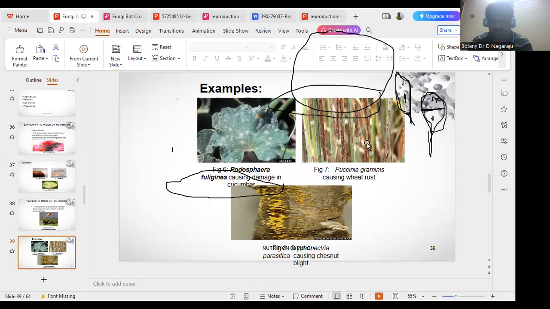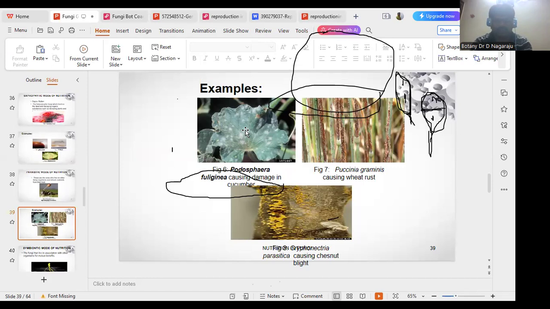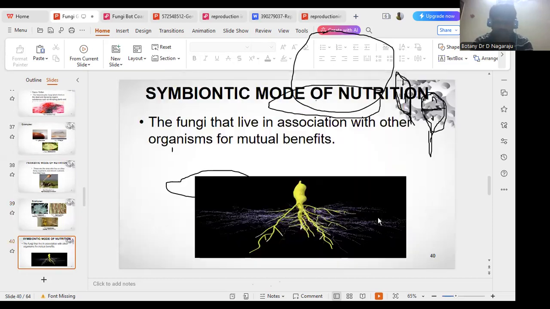You see some of the parasitic fungi. Puccinia graminis tritici causes rust of wheat, and Podosphaera causes damage to cucumber, white spots, powdery mildew disease upon the cucumbers. Bira, sora, dosa, kakara, white spots appear on them, right? And you see chestnut blight, totally damaging the wood.